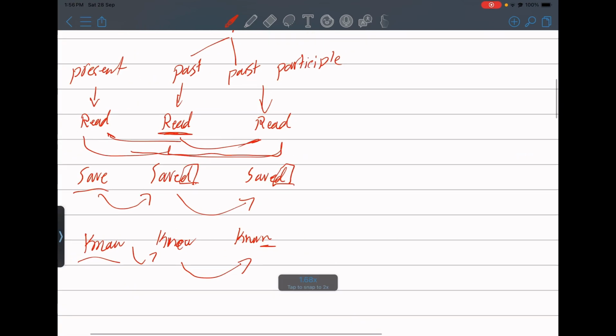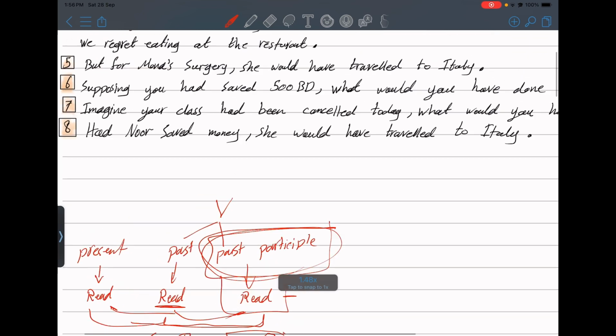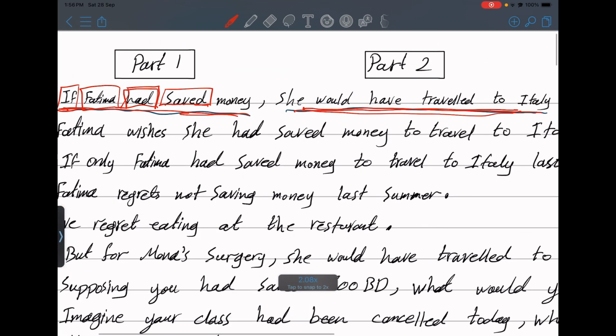In this if condition, we want the past participle, the third verb. Some words will not change, so it will stay the same word, and some words will have ED, some words will have N at the end. In this if condition, we just want this one. So let's continue. As we say, saved, it's past participle.